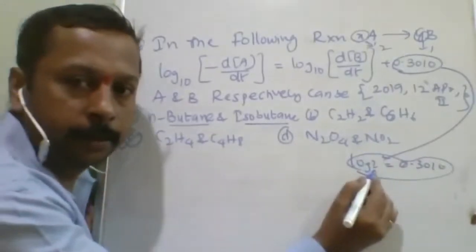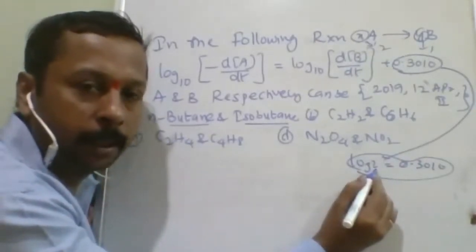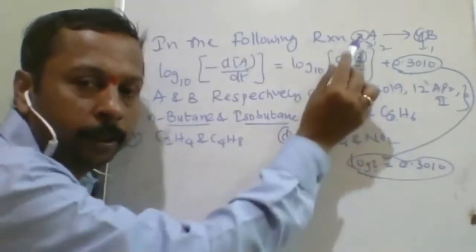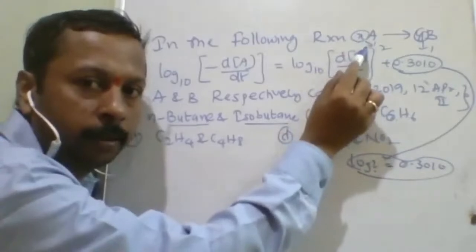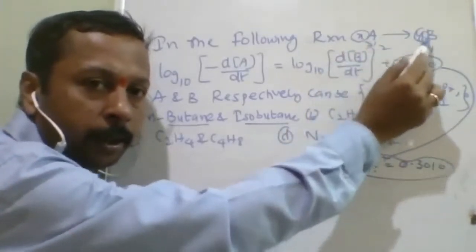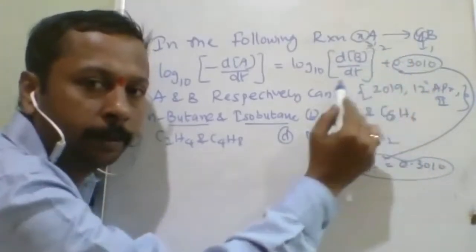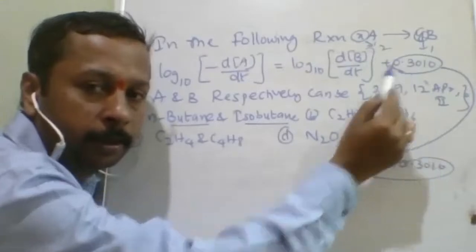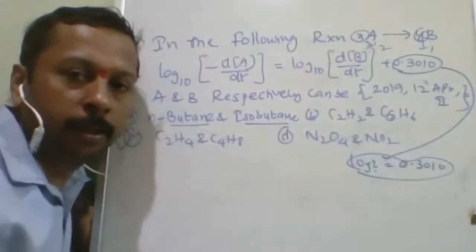The only technique is that you should remember log 2 is equal to 0.3010. Therefore here this should be 2 moles, so 1 by 2 will be there. On cross multiplying it will go to that side. So log A plus log B. Log A we already know, log B will be 0.3010. So the answer is what? C.